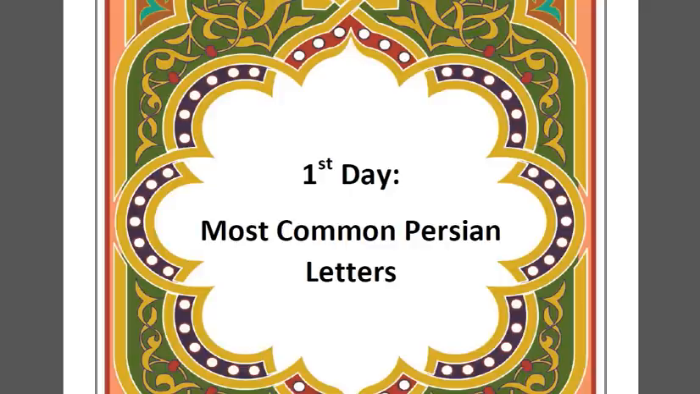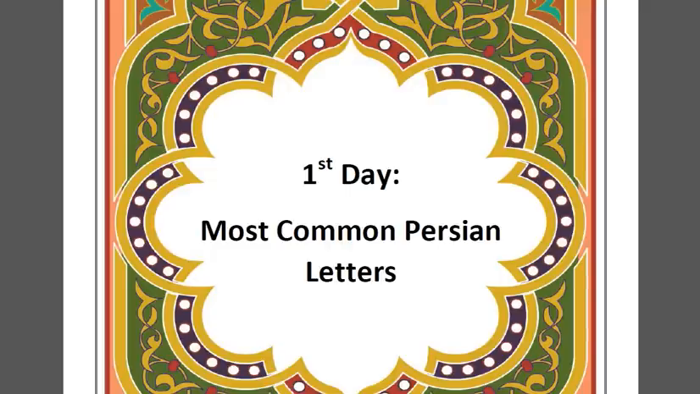Okay, about reading and writing Persian. The Persian language has 32 letters, and it's written from right to left. But we write numbers from left to right. Well, to write a Persian word, we use letters and we connect them. So we join the letters to make Persian words. You will see some of them when I review the most common words.